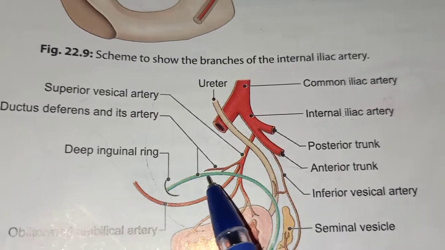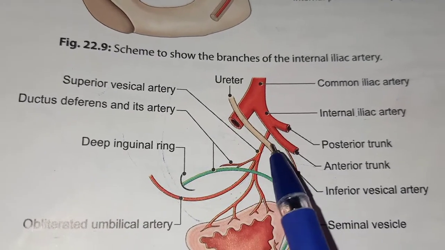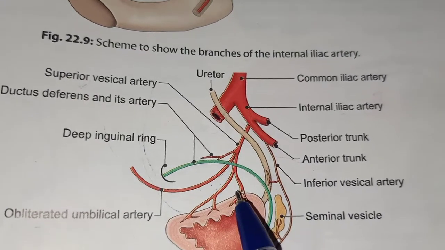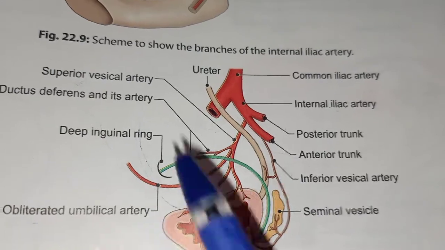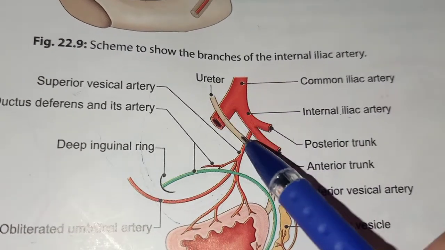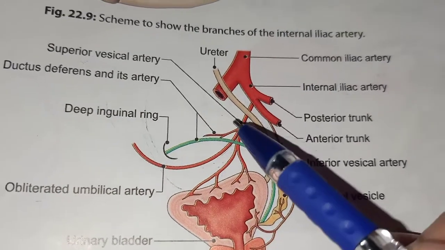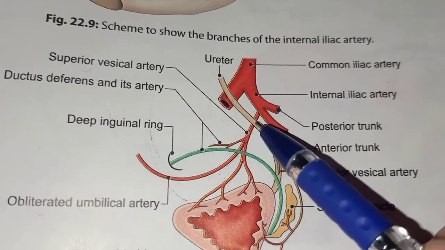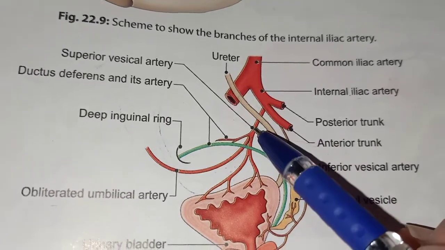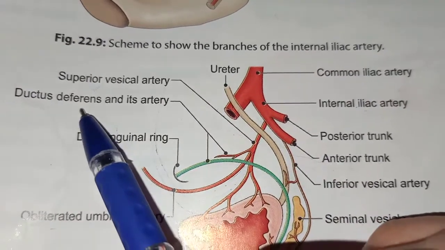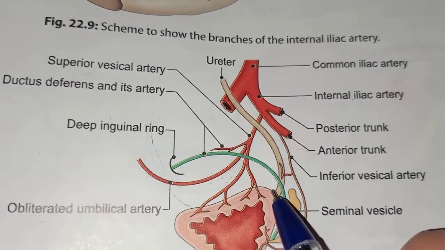So it will supply the ductus deferens, you can see this is supplying the ductus deferens, and it will supply some part of the ureters. You can see here, this is the ureter. This is the urinary bladder. So this superior vesical artery will supply the ureter because it is crossed by the ureter. And it will also supply the ductus deferens in males, as the ductus deferens is crossed.